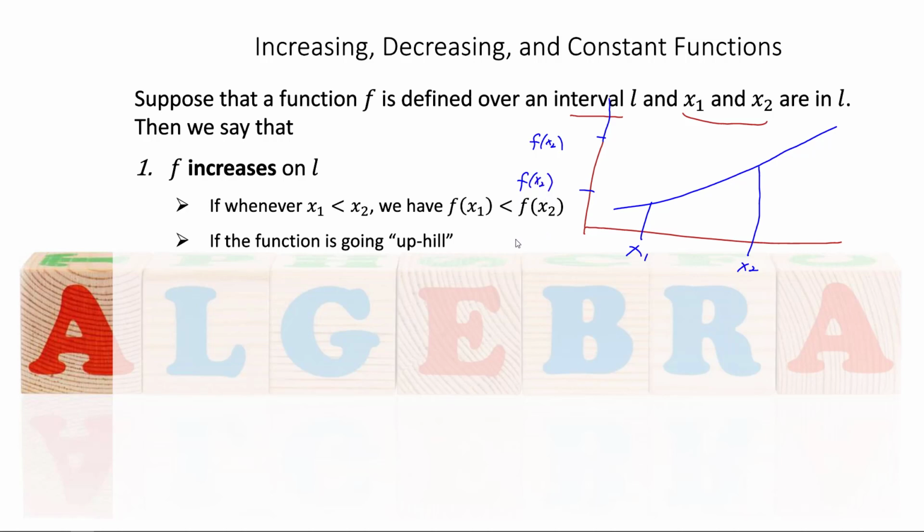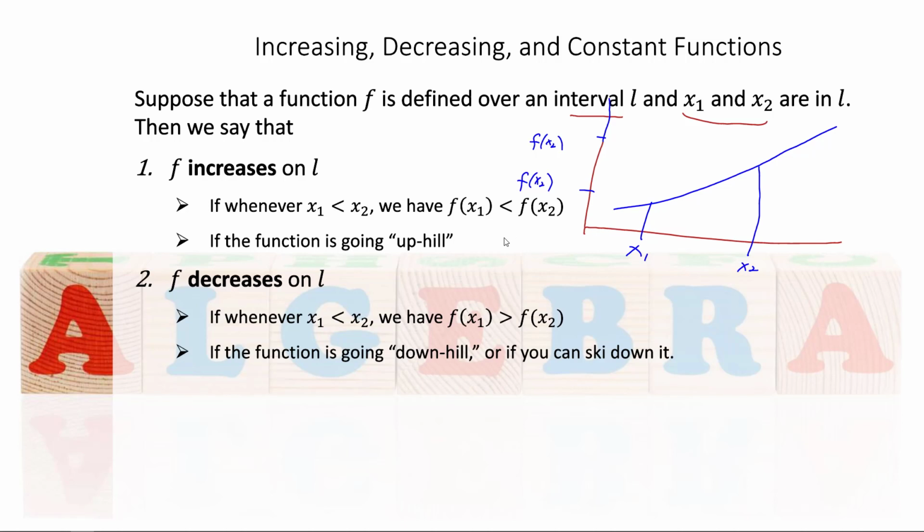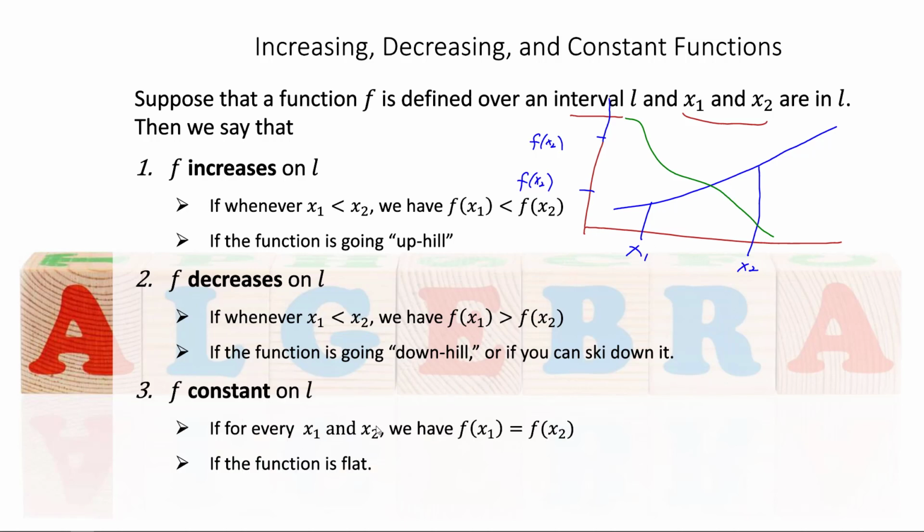When are we decreasing? And actually you can see we're going uphill. When are we decreasing? Well, when the opposite happens. If x1 is less than x2 and f is greater at x1 than it is at x2, then we are decreasing, kind of like what we have going on here. Okay, and as you can see here, as we go from left to right, we're going downhill on a decreasing function, and here we are going uphill. And then third, if it's constant, well, then the values don't change between x1 and x2.